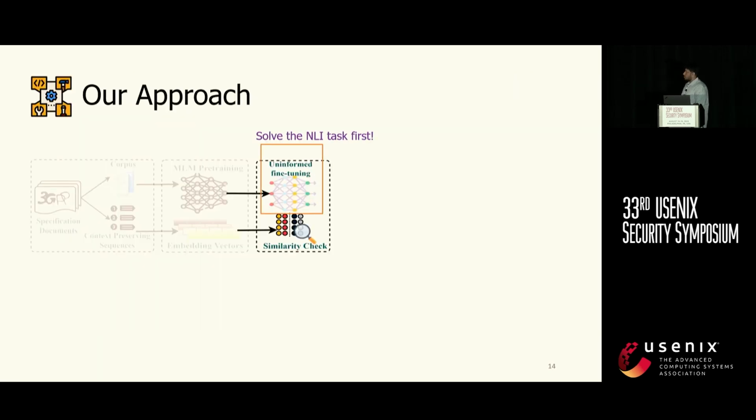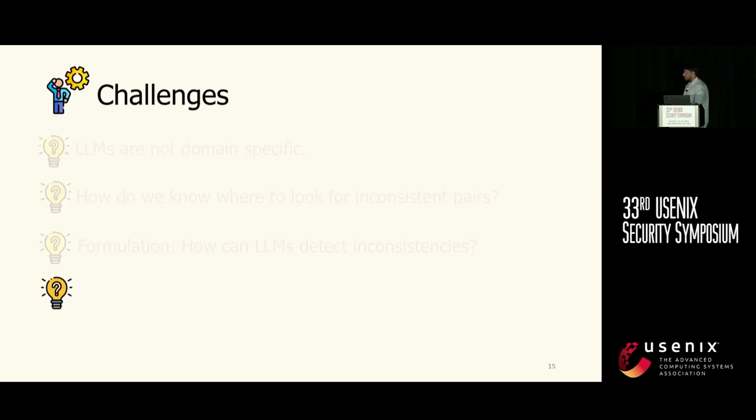As I mentioned about the uninformed fine-tuning a few seconds ago, we try to solve the NLI task here. NLI is the natural language inference task. We use a very general dataset here, the Stanford Natural Language Inference dataset, where there are only three labels: contradiction, entailment, and neutral. But here comes the next challenge.